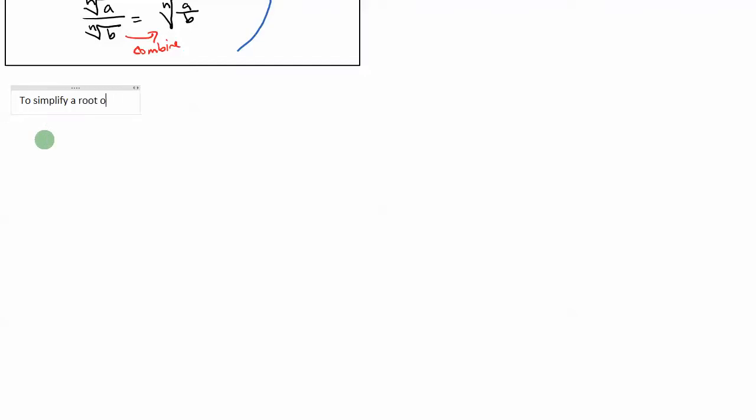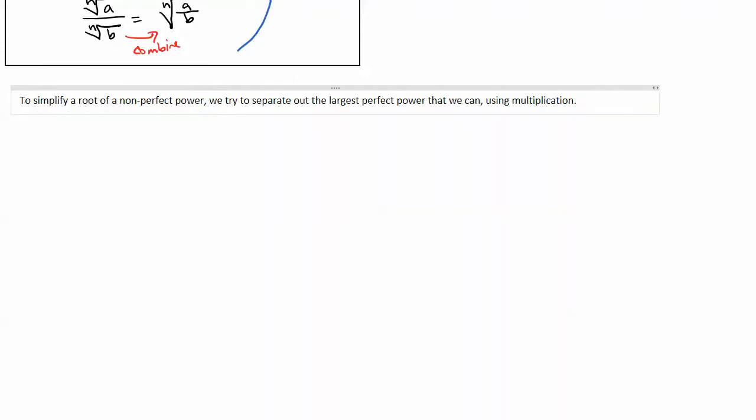To simplify a root of a non-perfect power, we try to separate out the largest perfect power, perfect square, perfect cube, perfect fourth, whatever, that we can, and we try to separate it using multiplication, because we know multiplication works nicely when splitting radicals. Okay, so that's how we do it. Let me underline this. It's rather important. That's the technique we'll be using.